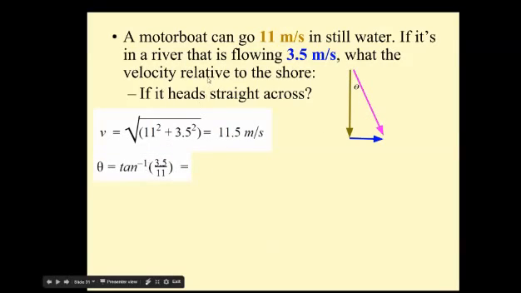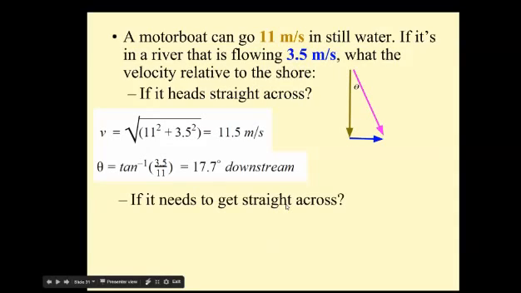Now, because we're talking about velocity, we also have to calculate what angle it's going. So we put the theta inside the triangle, and then we take the opposite side, which is 3.5, over the adjacent side, which is 11, and we can calculate that it's going 17.7 degrees downstream. Remember, this is relative to the shoreline or somebody standing on the shoreline. Now, what if the boat needs to go straight across? So let's say there's a ferry dock straight across, so it has to do that. Think about what direction the boat would have to go.